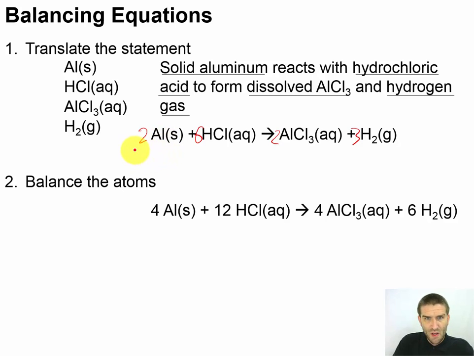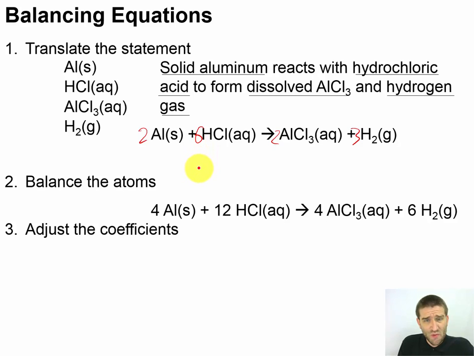But notice, the ratios are still about the same, right? It's 4 to 12 to 4 to 6. This is 2 to 6 to 2 to 3. That's still the same ratios. We've just reduced it to a lower common denominator here, right?